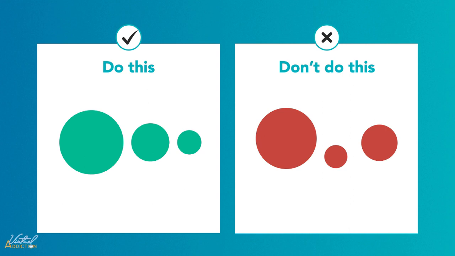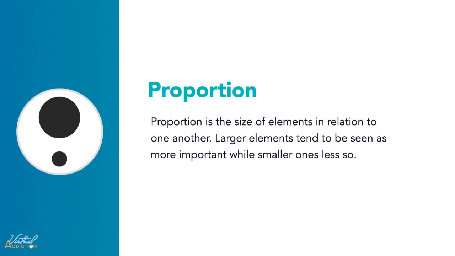You can use lines to create directional cues and make images feel more alive. The proportion principle in graphic design is one of the easiest to understand. Basically, proportion refers to the size of elements to one another in the design.